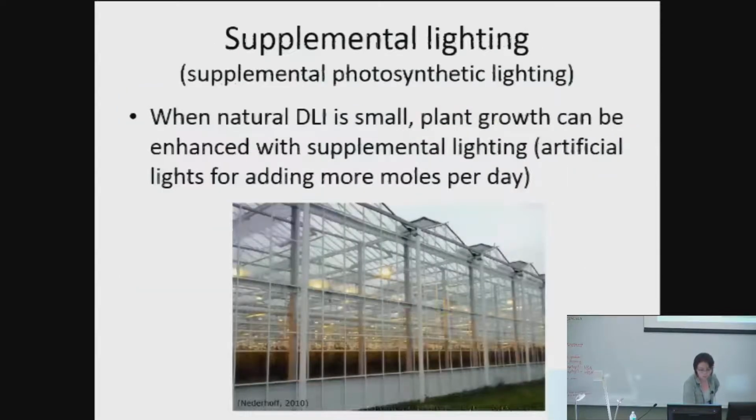Okay? All right, so supplemental lighting, artificial lighting, is used to increase DLI when it is lower than the recommended DLI. And this is the way it looks in northern climates or northern European countries during wintertime.